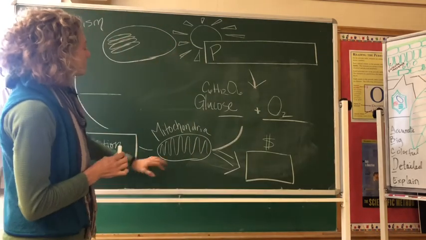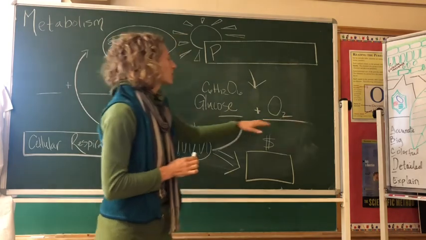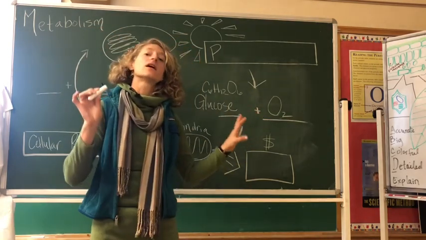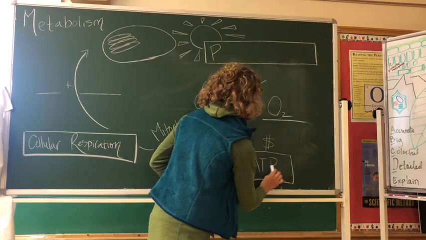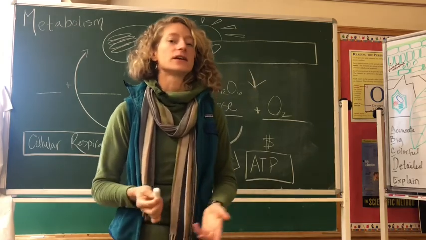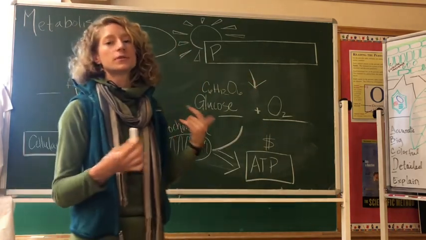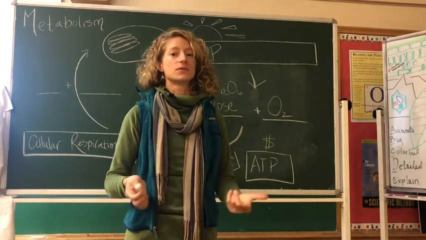And when it hits the mitochondria, the glucose and the oxygen together get broken down to produce a really money-making molecule of our bodies, which is called ATP. And ATP is called adenosine triphosphate, and this molecule can move around our cells in order to drive other chemical reactions.